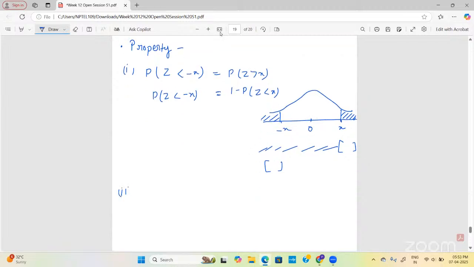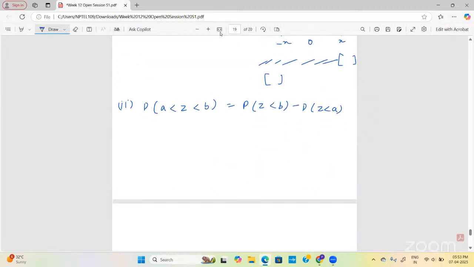Now the next point is that probability. This is very simple that you know already. So this is nothing but like this. Z is less than B minus probability Z is less than A. So that we have already seen. Nothing new here. Third one, you have to read carefully. The third property says that probability of mod Z greater than A is equal to 2 times 1 minus probability Z less than A.